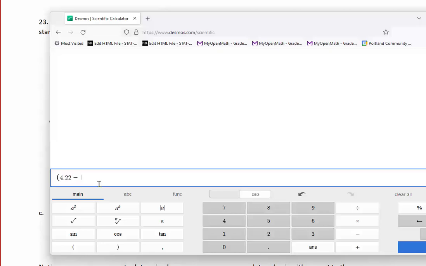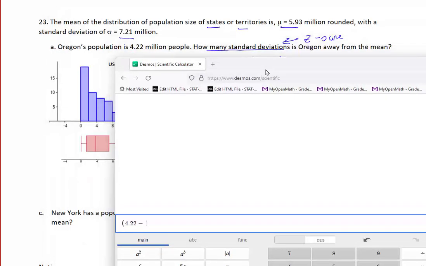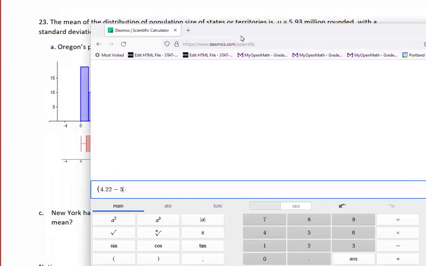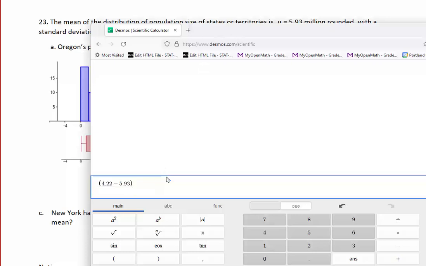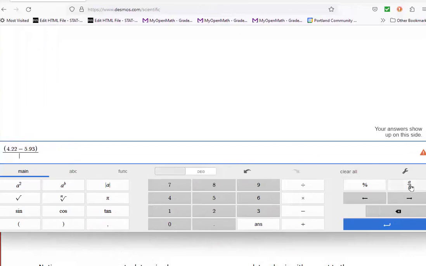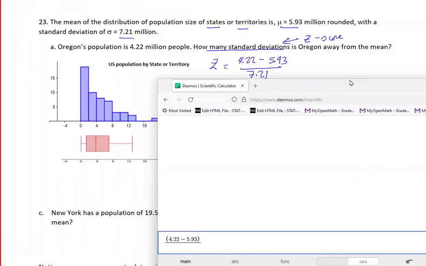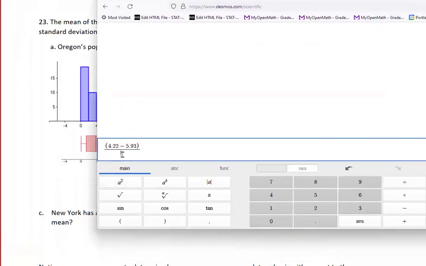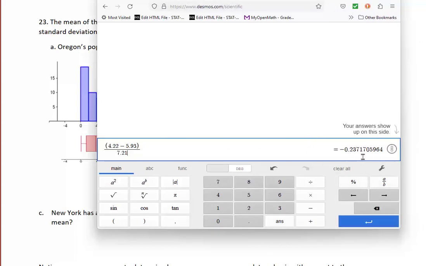So I'm going to enter this as one item: 4.22 minus 5.93. Then I hit the slash key for division on my keyboard, and it pops into a fraction. There are also buttons here you can use to make a fraction. I'm trying to speed this up and slowing myself down. So it's divided by 7.21, and then off to the side of the screen, let me bring it in. There we go.